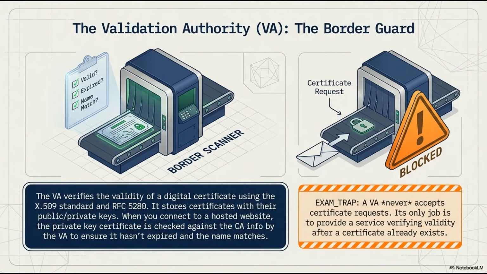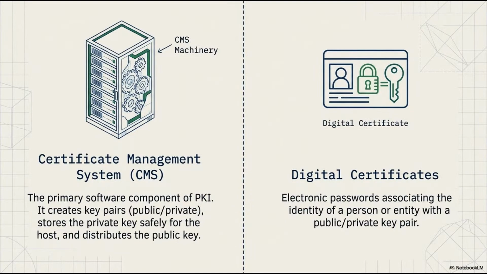Let's check out slide 7, Certificate Management System, CMS, and Digital Certificates. We've talked extensively about the authorities, the RA, CA, and VA, but what is actually running all of this on the back end? Right, the software. The CMS is the primary software component. It's the actual machinery of the PKI. The CMS handles all the heavy cryptographic lifting. It physically generates the key pairs, like the public and private keys, that actually make the encryption work.